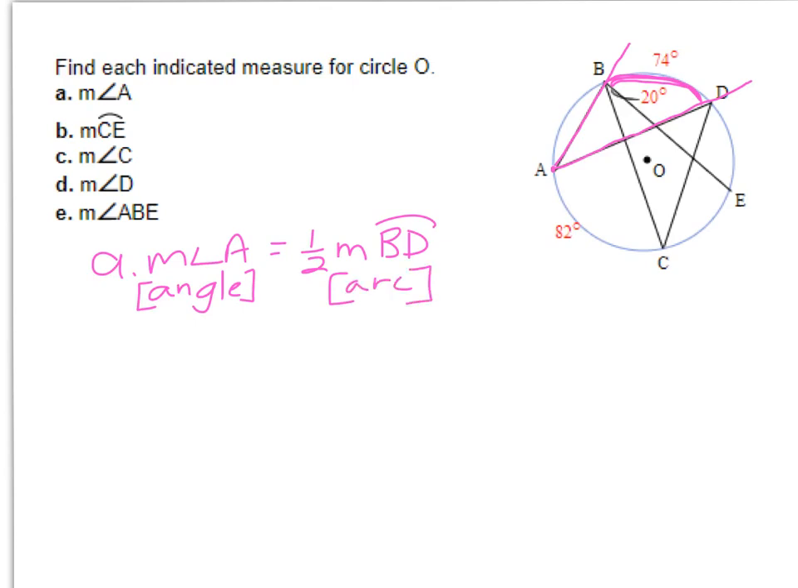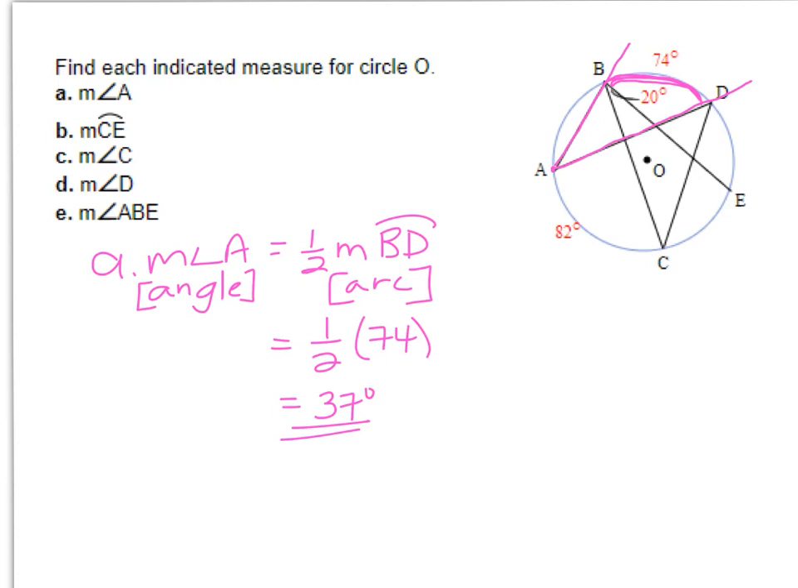If you look on the picture, for this example anyway, arc BD is 74. Therefore, if we take half of 74, we would get 37 degrees. That's the measure of angle A. So use that same idea on your worksheet for 10.4 Day 1.